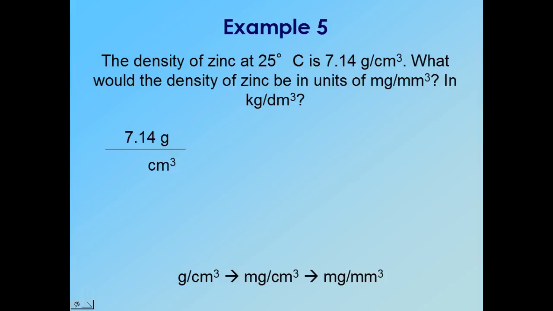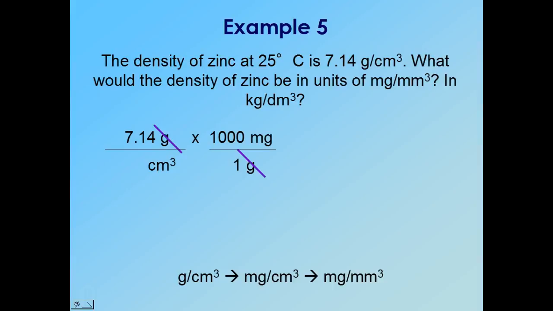So I have 7.14 grams per centimeters cubed. I know that there are 1,000 milligrams for every 1 gram. So grams needs to go on the bottom since it's in the numerator to begin with. Milligrams goes in the top. And that leaves me with milligrams per centimeters cubed. I'm not going to solve it yet though because I need to get to millimeters cubed.